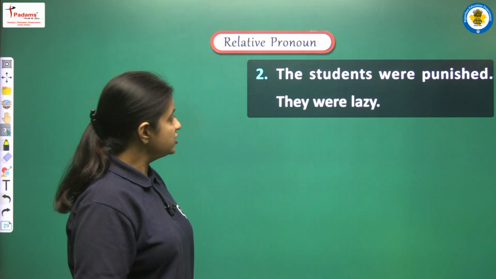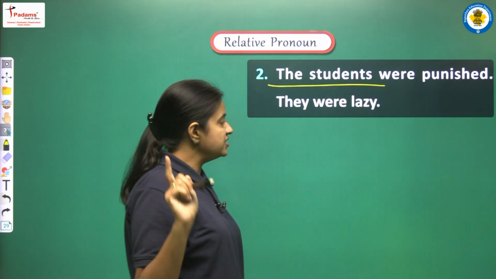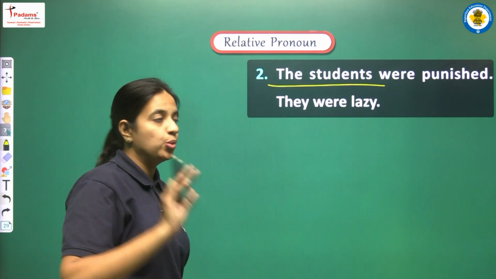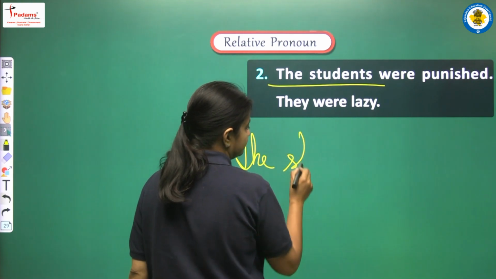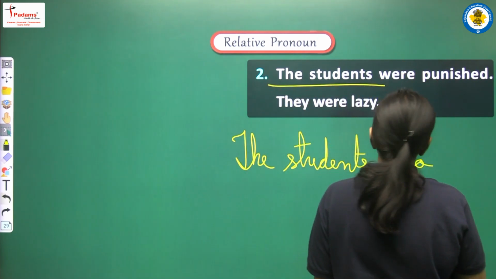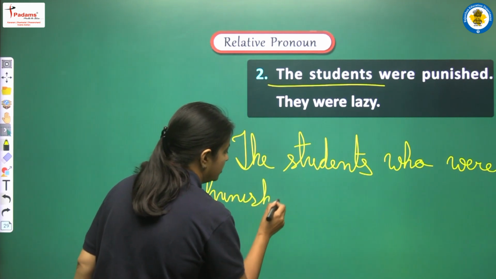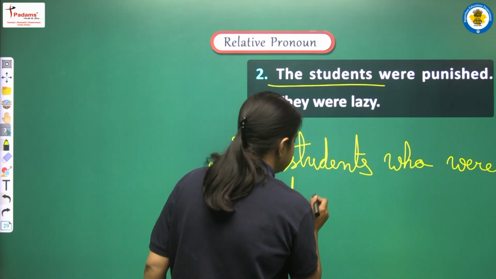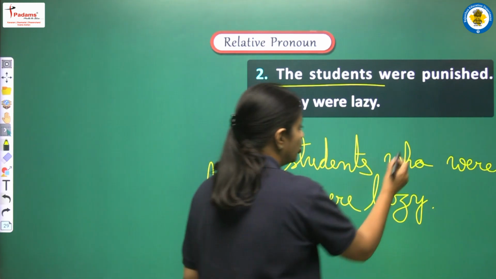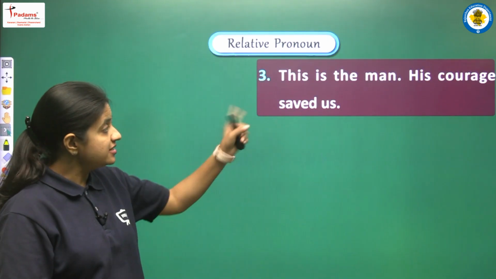Alright. Second sentence: the students were punished, they were lazy. So again we are having two different sentences. We are talking about the students. The first thing we are saying is that the students were punished. Secondly, we are saying that they were lazy. So again we have to join these two sentences into one. So let's see. First of all, we will write the students. Now we will use who as the relative pronoun, and after that we will continue: the students who were punished. Next, second sentence, were lazy. So the complete sentence is: the students who were punished were lazy.